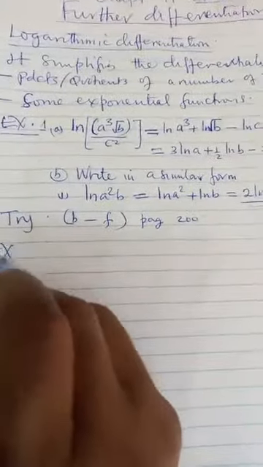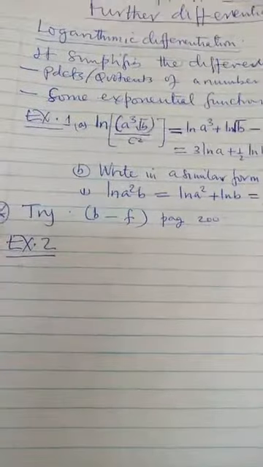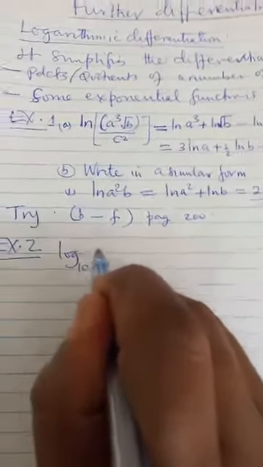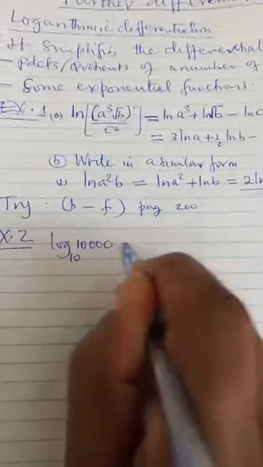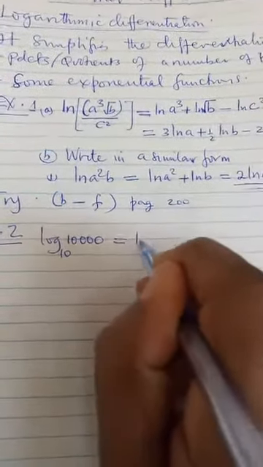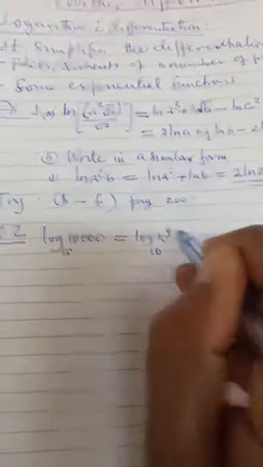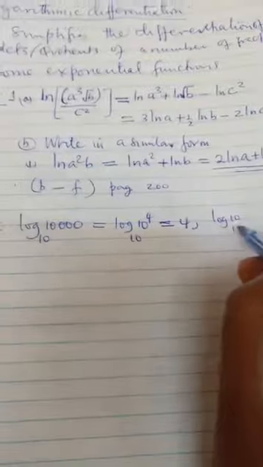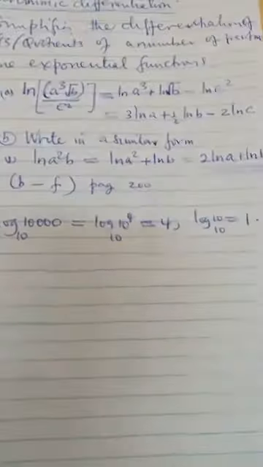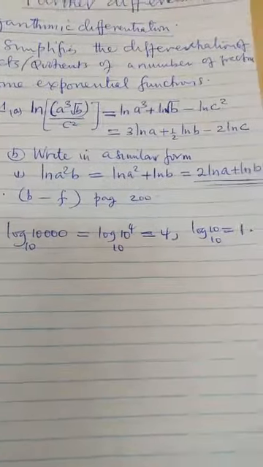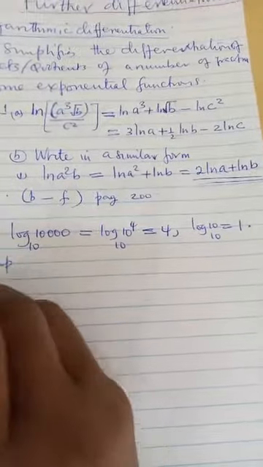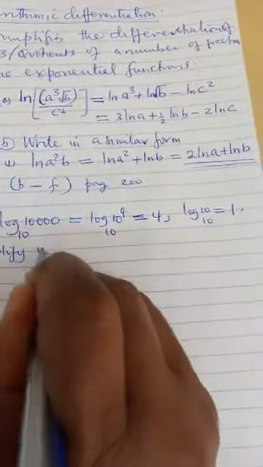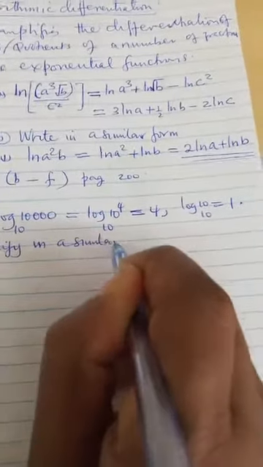We can look at the second case. They give us a question that log of 10 to the 10,000 is written as the log of 10 to the power 4, which we know is 4. Of course, you ought to be reminded that log of 10 is 1. And then there is a question here. They are saying, simplify in a similar way.